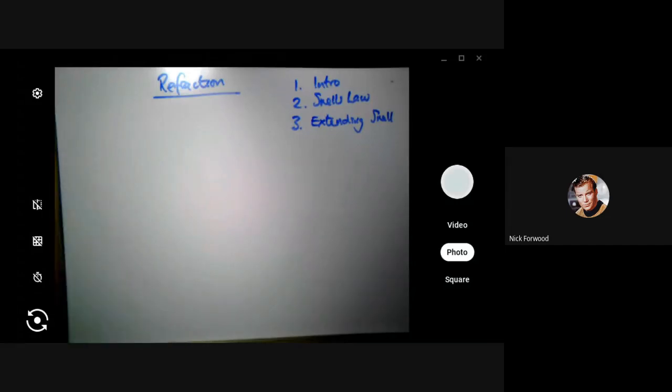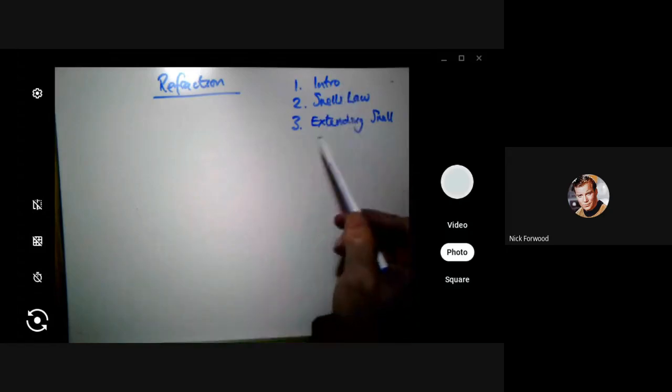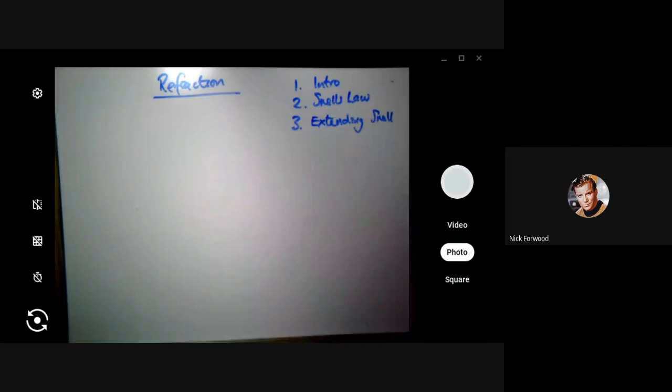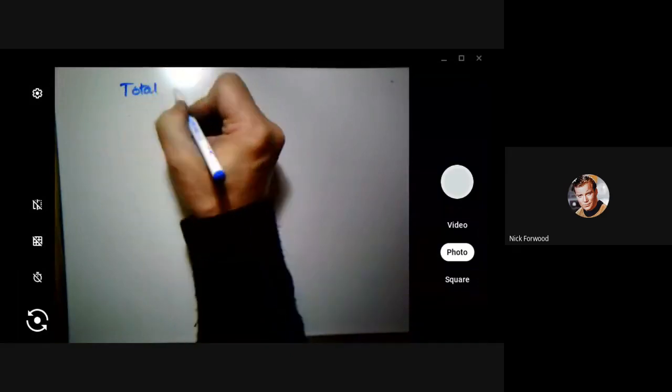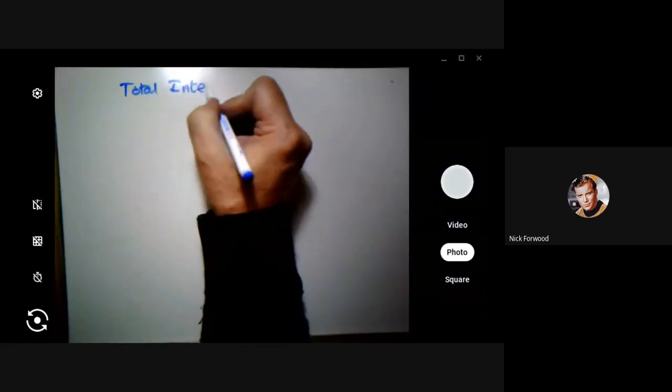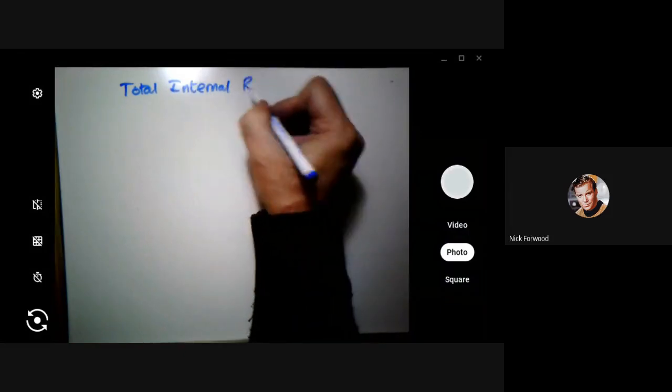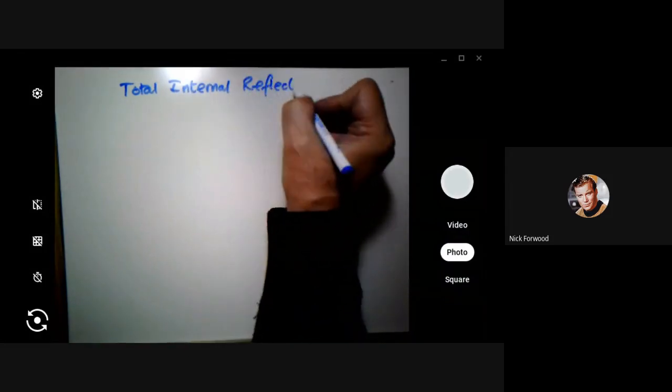Okay, this is video number 4 on refraction. We have had our introduction. We did Snell's law, extending Snell's law, and I'm now going to do video number 4. And video number 4 is something called total internal reflection. I'll say that again because I'm writing it: total internal reflection.